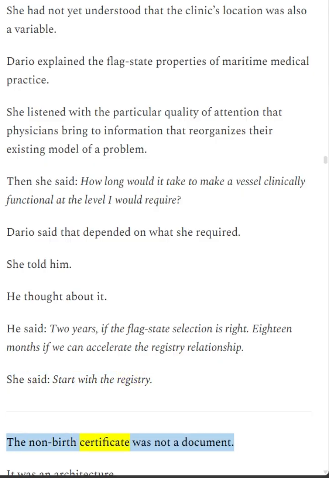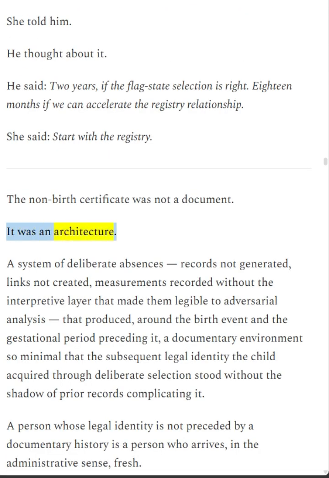The non-birth certificate was not a document. It was an architecture. A system of deliberate absences, records not generated, links not created, measurements recorded without the interpretive layer that made them legible to adversarial analysis, that produced, around the birth event and the gestational period preceding it, a documentary environment so minimal that the subsequent legal identity the child acquired through deliberate selection stood without the shadow of prior records complicating it.